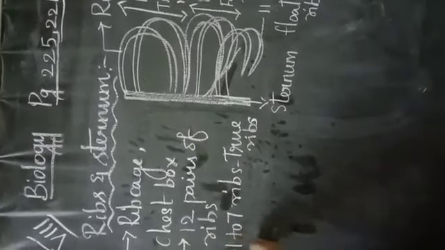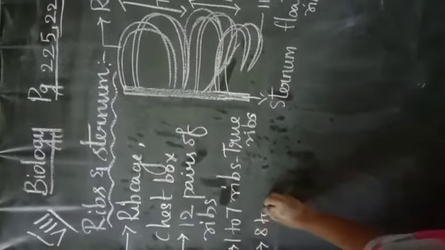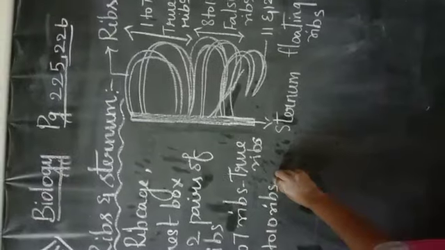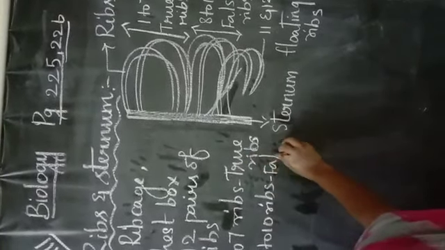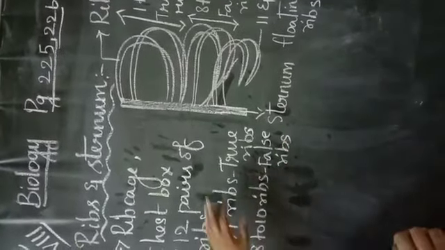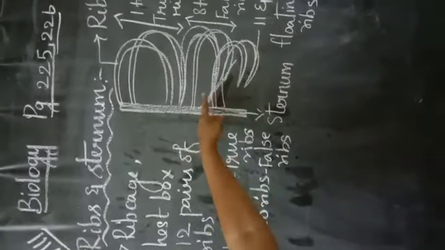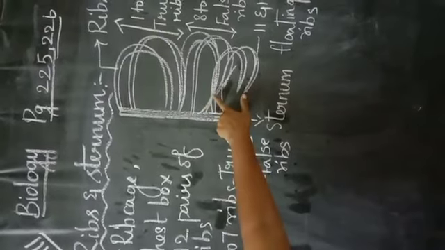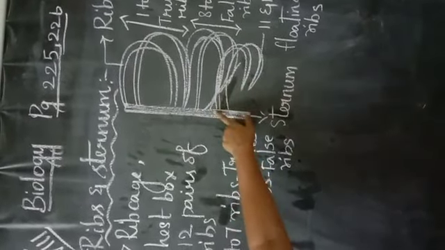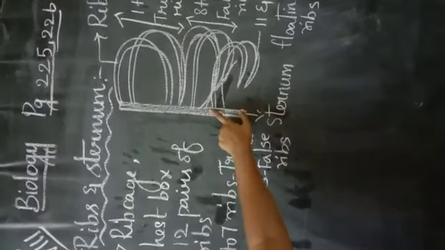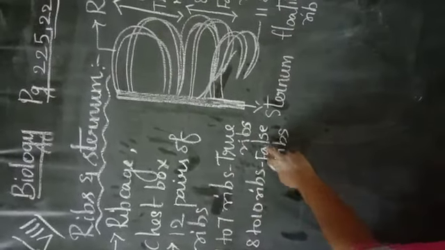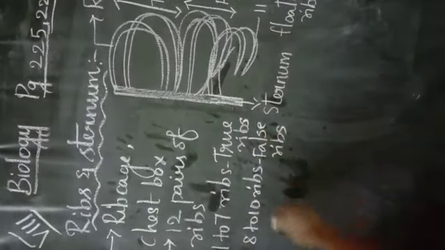And next, 8 to 10, these ribs are called false ribs. Why is it called a false rib? Because once the ribs are attached within the ribs itself, they are not directly attached to the sternum. So it is called a false rib. So 8 to 10 are not attached directly to the sternum. So it is called a false rib.